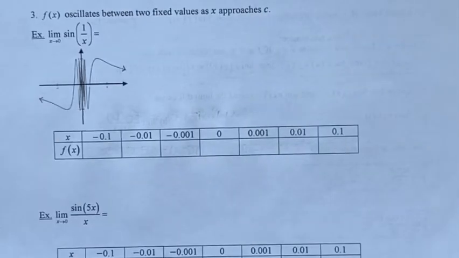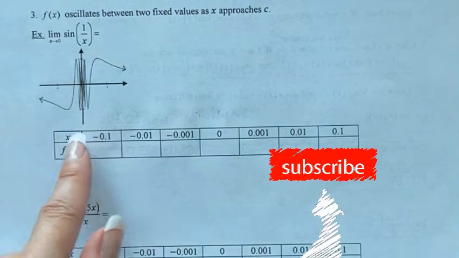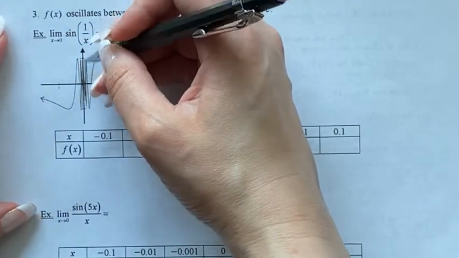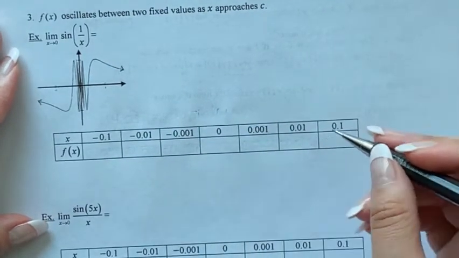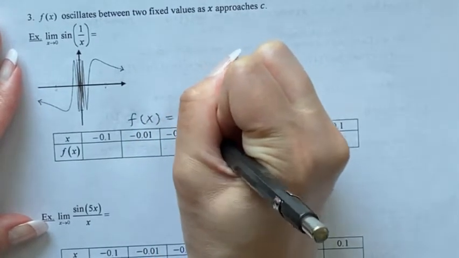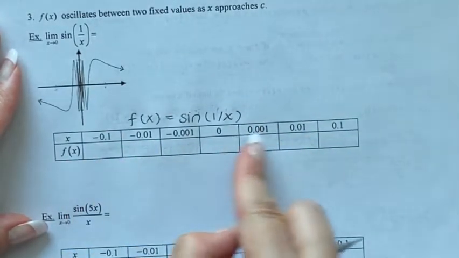For the third case, f of x oscillates between two fixed values as x approaches c. In this situation, we have the limit when x approaches 0 of sine of 1 over x. You have the function over here, and it's very difficult to see what's going on at x equals 0. To see what's going on, I'm going to set the function f of x equal to sine of 1 over x, and I'm going to evaluate this function at the values that we have over here.